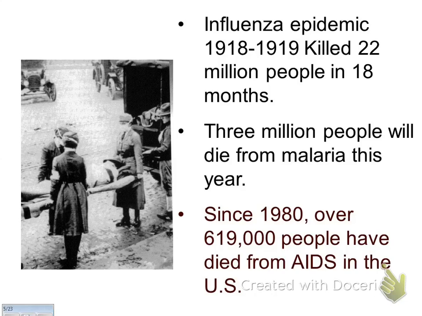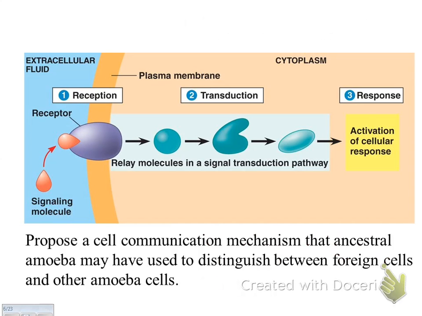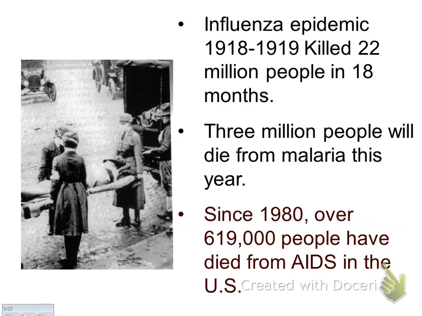Okay, next thing. Since 1980, 619,000 people have died from AIDS. A lot of people have died from AIDS, and you know AIDS is a virus. Okay, so first thing, just a little thought.